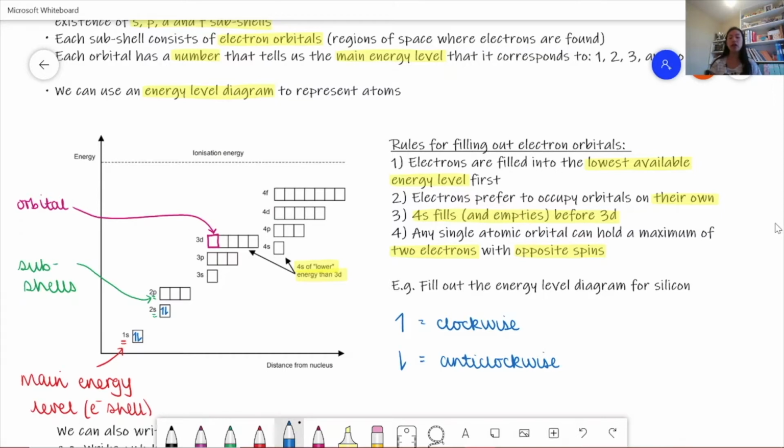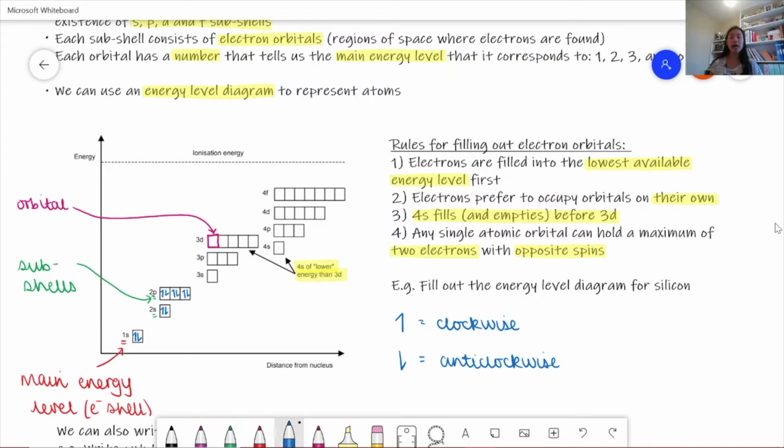And then we fill out 2p. So now we need to remember our rule about how electrons prefer to occupy orbitals on their own. So we fill 3 separately first. So we have 1, 2, and 3. And then we can fill the next 3. So we have 1, 2, and 3.